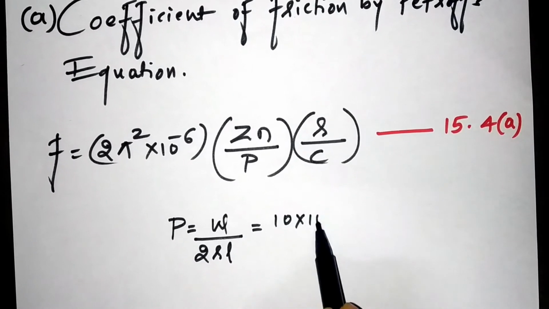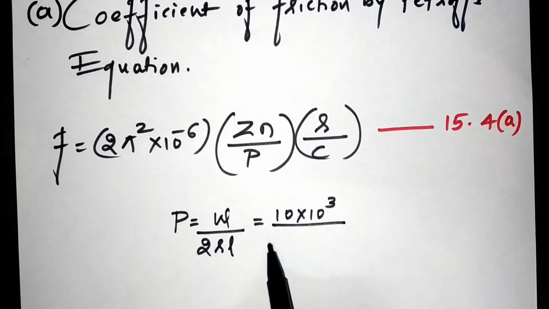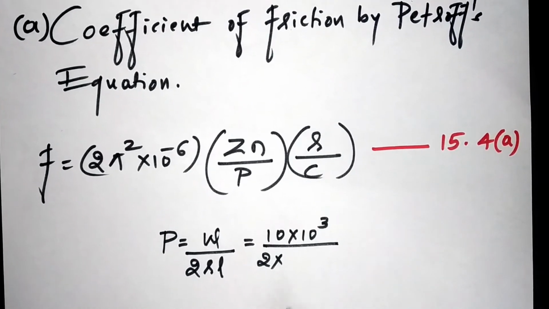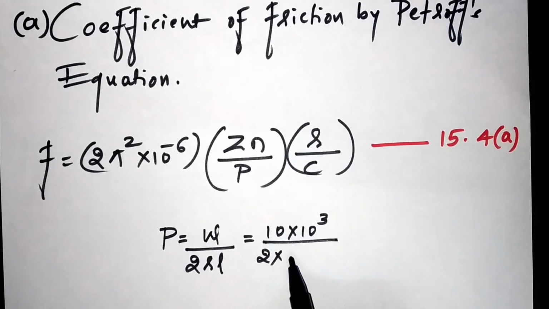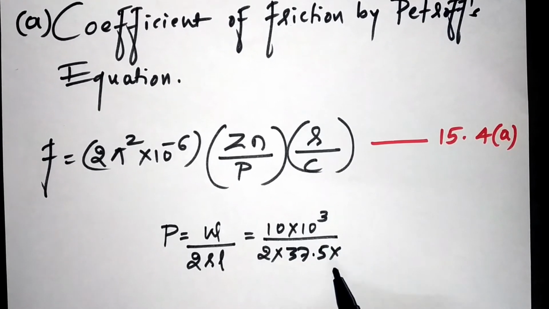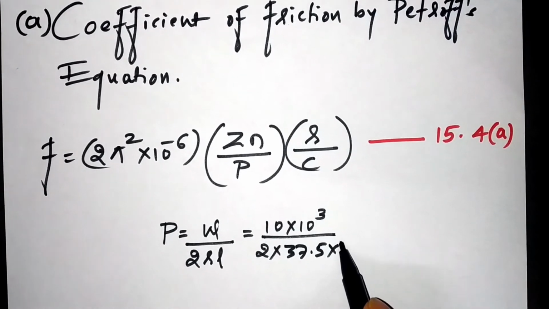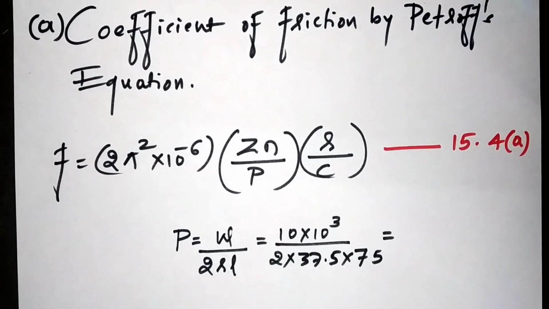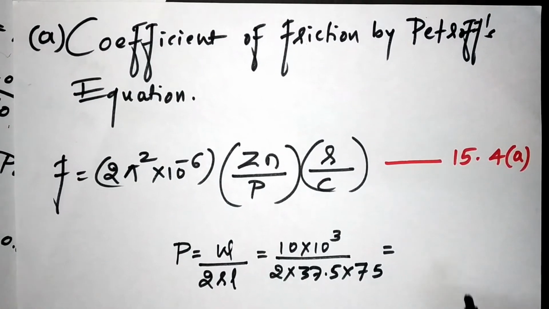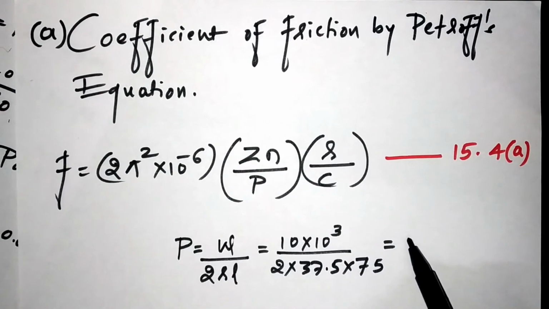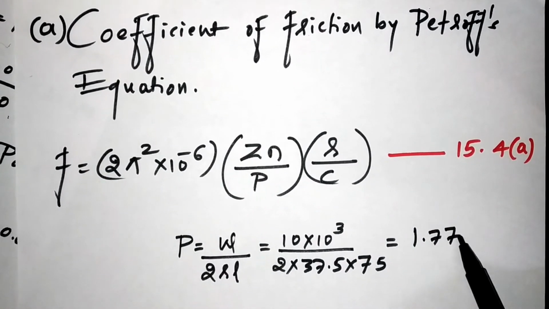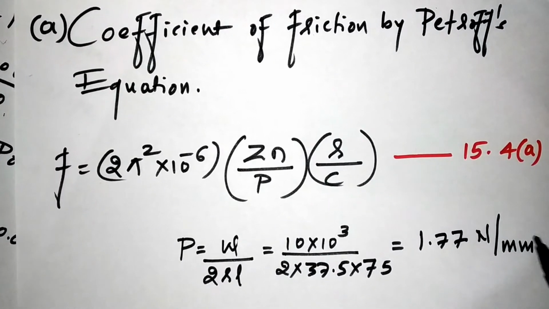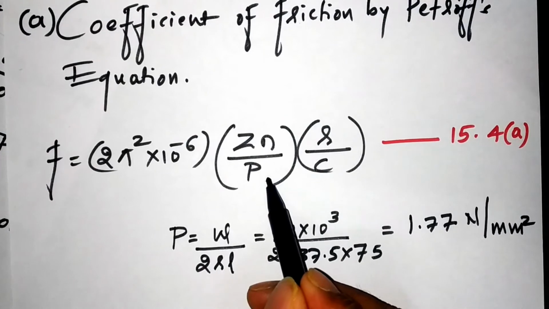So 10 into 10 power of 3 divided by 2. The R is radius. Since the diameter is given to be 75, my radius will become 37.5 and the value of L is 75. After substituting the values, I get the value of P as 1.77, and the unit becomes Newton per mm square. So this is the value of P that I am going to substitute here.